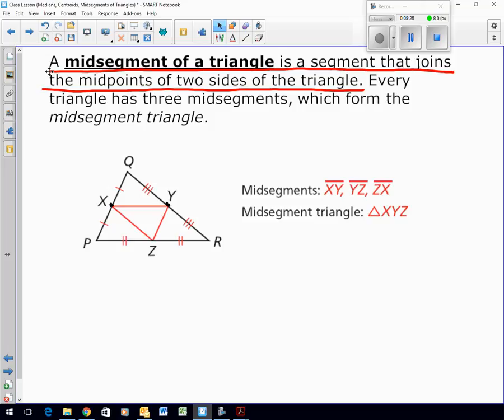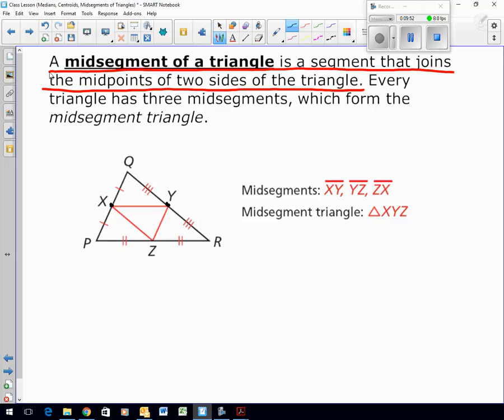Every triangle has three mid-segments, and they form what's called the mid-segment triangle. You'll see a triangle inside a triangle, right? So how many triangles do I have right here in this diagram? Five. Pretty good. The big one and 1, 2, 3, 4. Kind of cool. So geometry nerd.